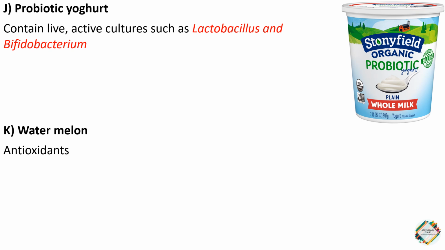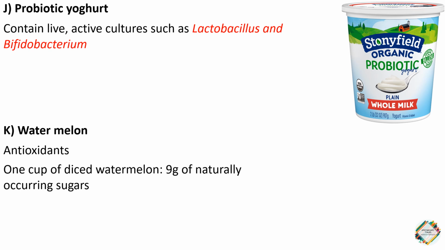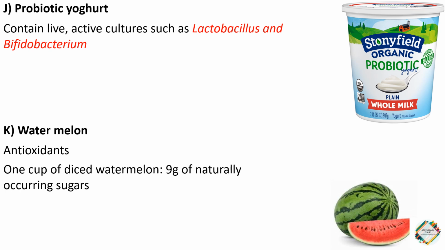The next thing we can include is watermelon. One cup of diced watermelon usually contains 9 grams of naturally occurring sugar. Apart from that, it has antioxidants, which are very helpful in cardiovascular diseases. It's understood that diabetic patients are at high risk of developing other comorbid conditions like cardiovascular problems, stroke and others. So it is important to have control of these parameters. The antioxidants will definitely help in controlling cardiovascular diseases.